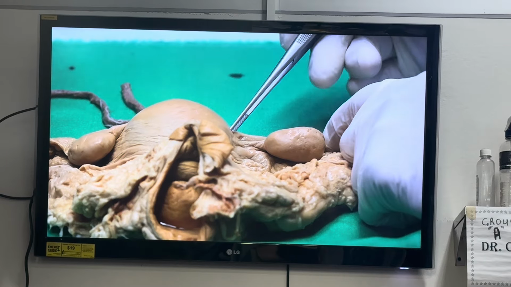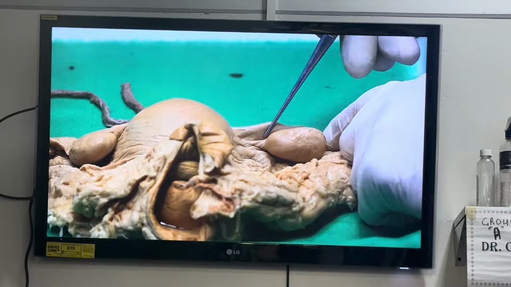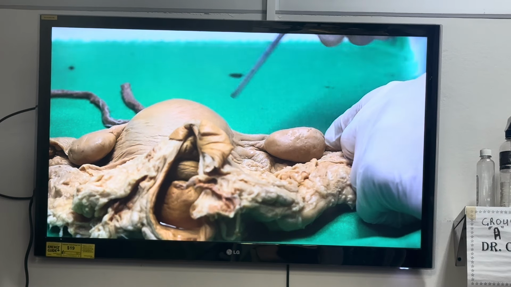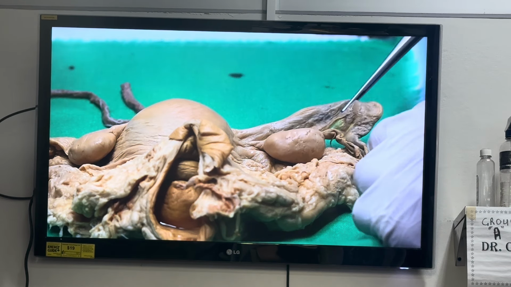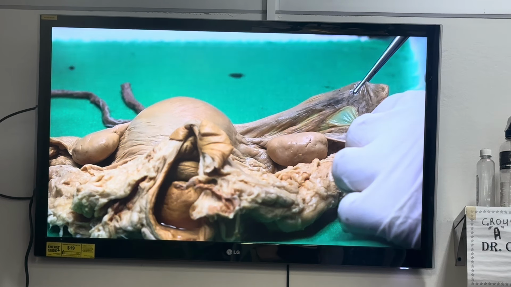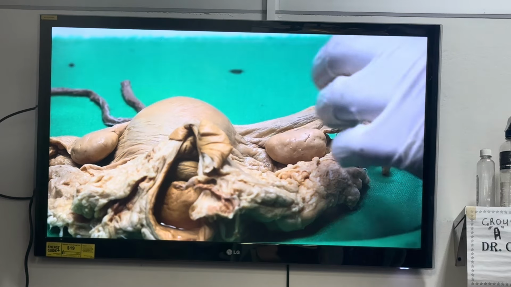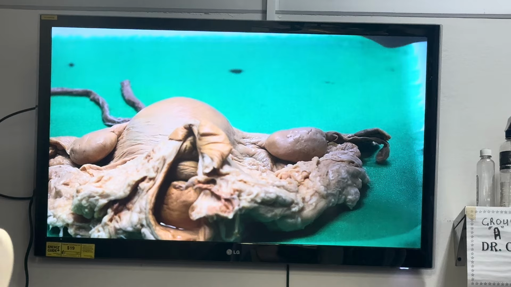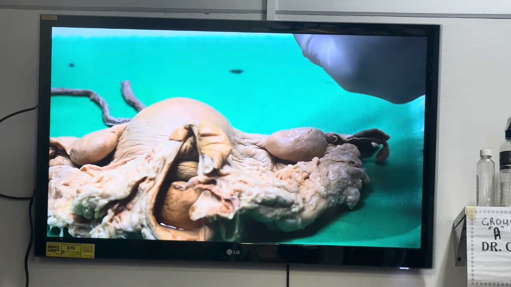Next to that is this portion, which is also narrowed down, you can see that, and it's called the isthmus, about 3 centimeters. And this part is dilated, as you can see, and it's called the ampulla, about 5 centimeters or so. From the ampulla, the distal part is widened like a trumpet, you know the trumpet? That widened area is the infundibulum, right?